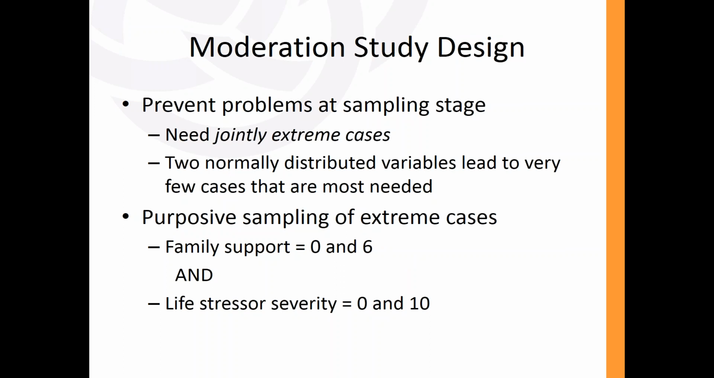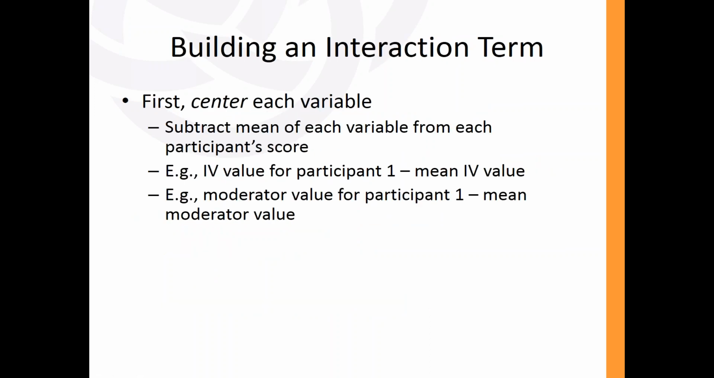And if you're just doing random sampling instead of purposive sampling, then again, I can't stress enough that you would just need a ton of data to get enough of those extreme cases to be able to get any meaning out of the moderation test. So always important to keep that in mind.